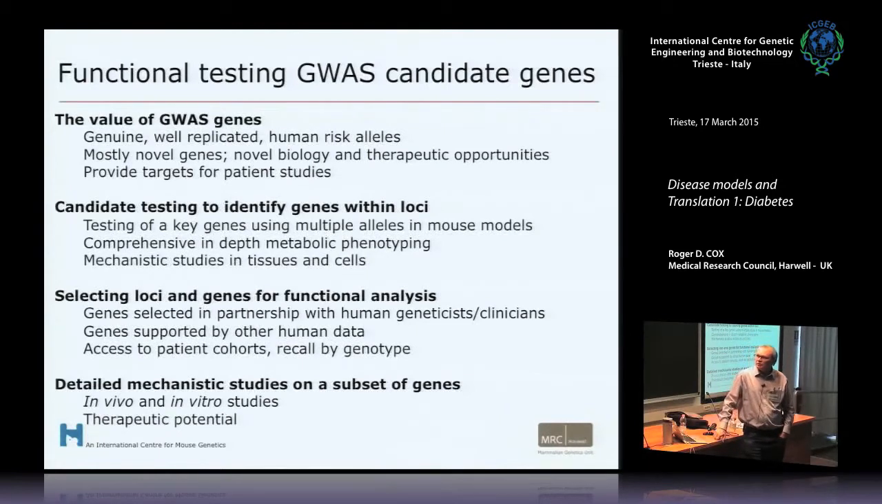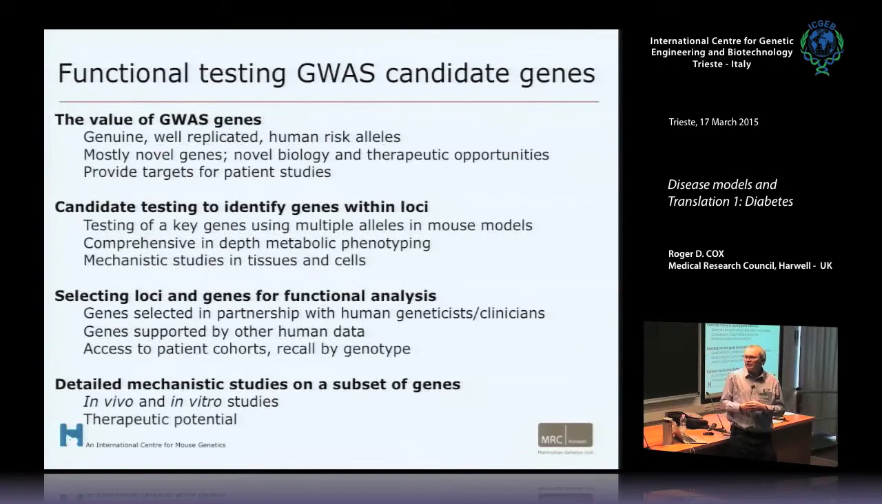So our approach is to test candidate genes in these GWAS loci. These GWAS loci contain a number of genes, and it isn't usually clear which gene or genes is contributing to the risk. It may be more than one gene within a locus that's mapped in the human population. Our aim is to test candidate genes using multiple alleles in mouse models, and to apply comprehensive metabolic phenotyping to those models, which can then provide tissues and organs for mechanistic studies.